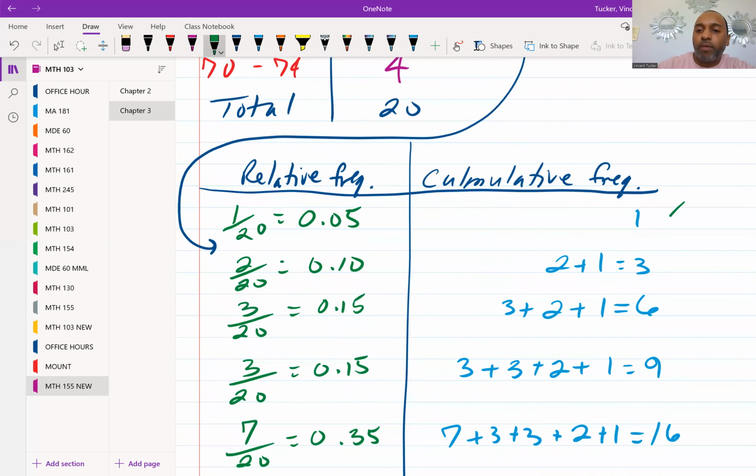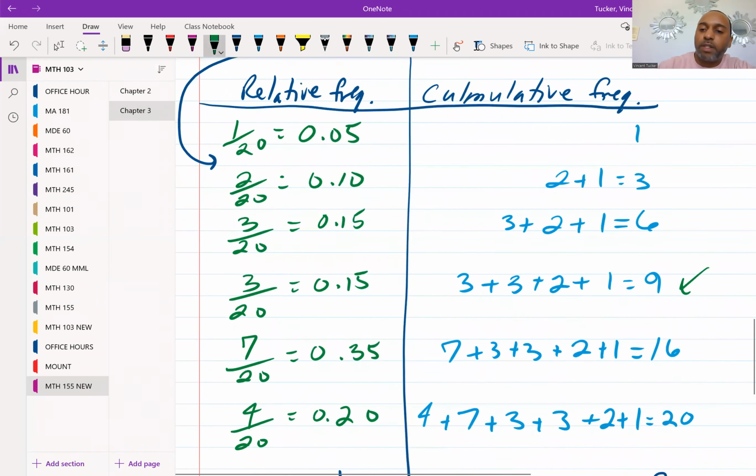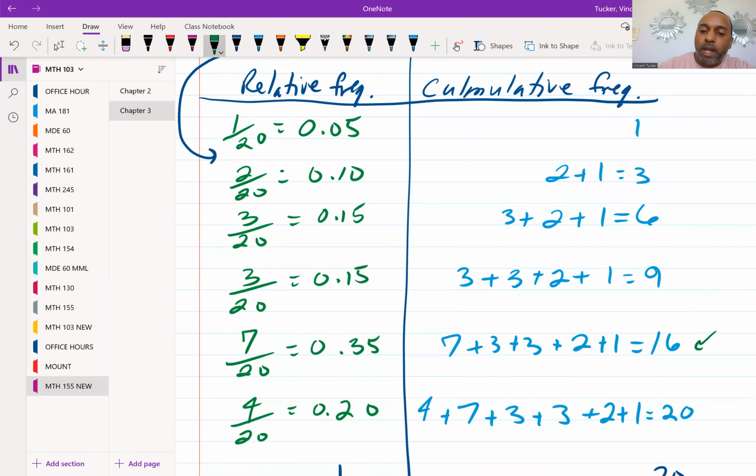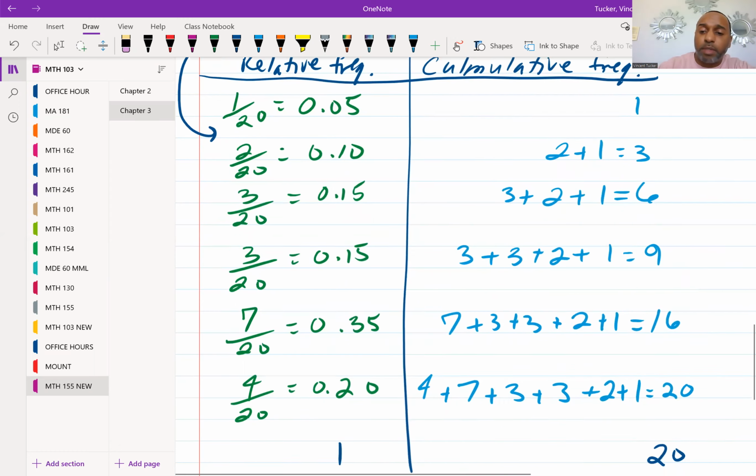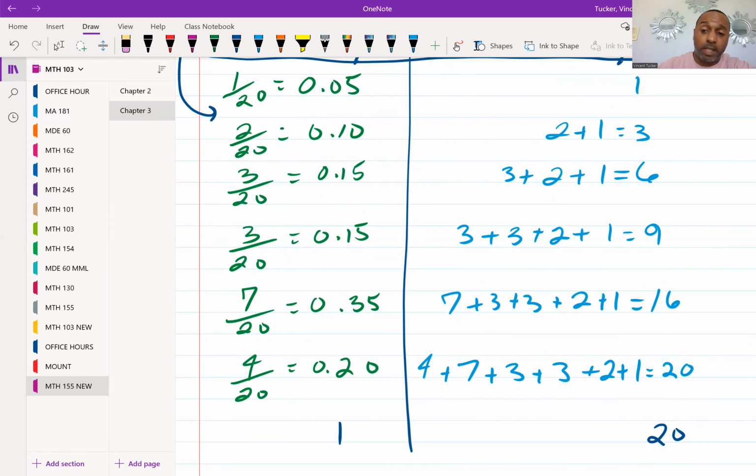So that's all we did. We had 1, then 1 plus 2, then 1 plus 2 plus 3, 1 plus 2 plus 3 plus 3, and then add 7 to that, and then add the 4. So when you get to that last column, it should be 20, because that's how many numbers you had all together. Not last column, last row, excuse me.